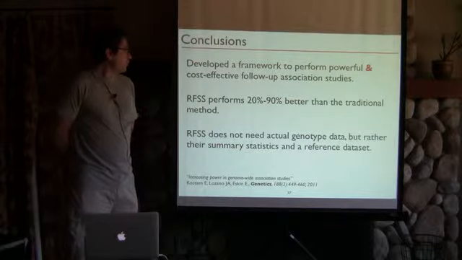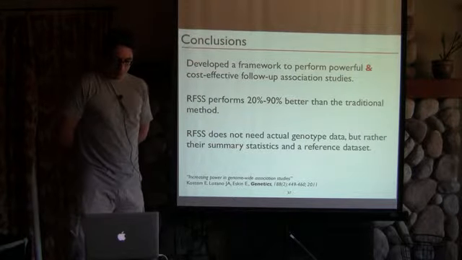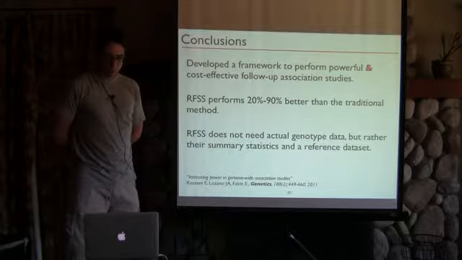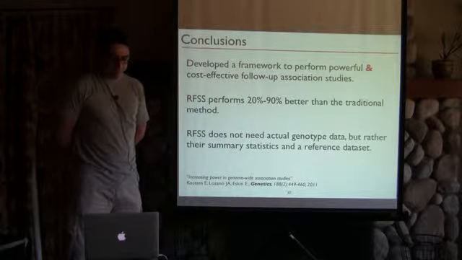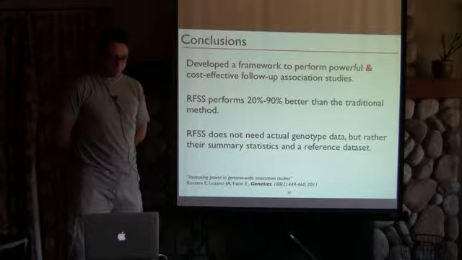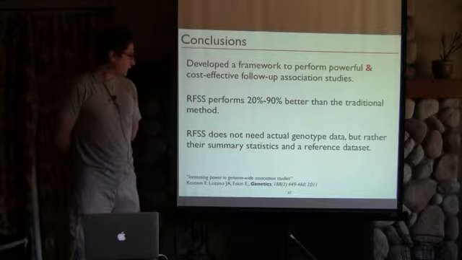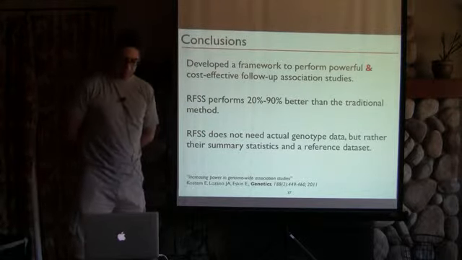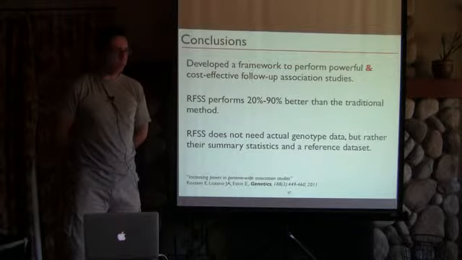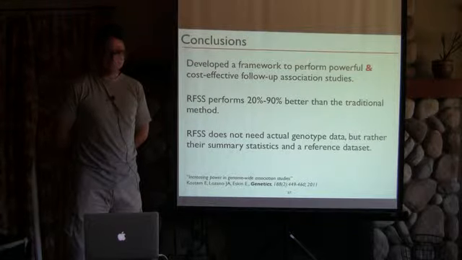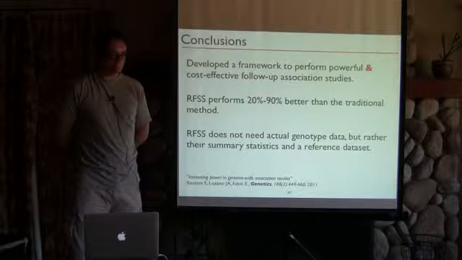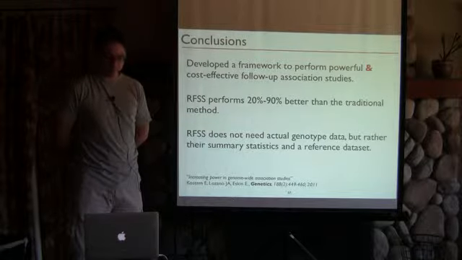So in conclusion, the framework we propose is powerful and cost-effective to design follow-up association studies, and on average it performs between 20 to 90% better than the traditional approaches. An important key part in our approach is that it doesn't need the actual genotype data, but we rather use the statistics at the SNPs, and we use the correlation or allele frequencies from a reference data set.